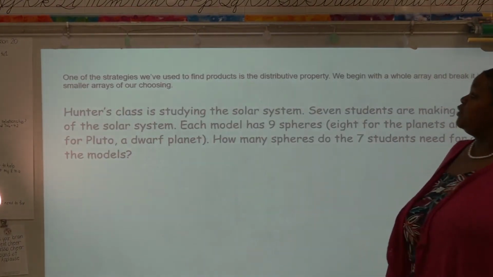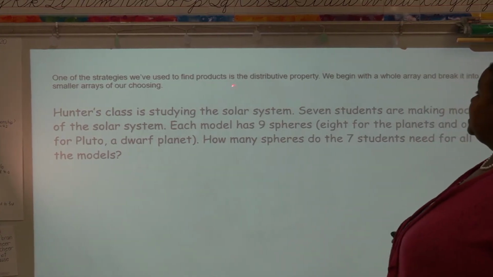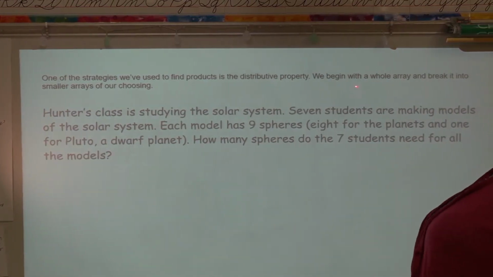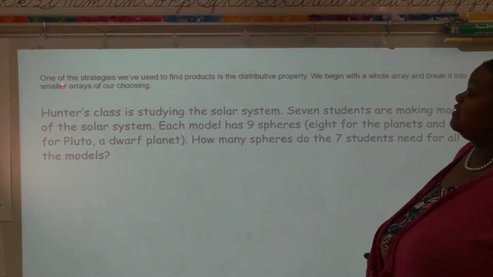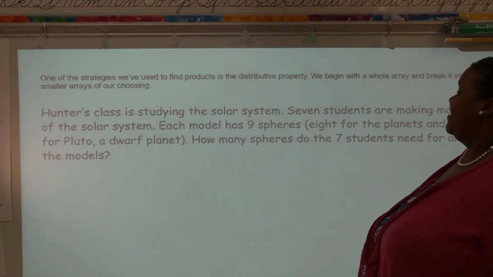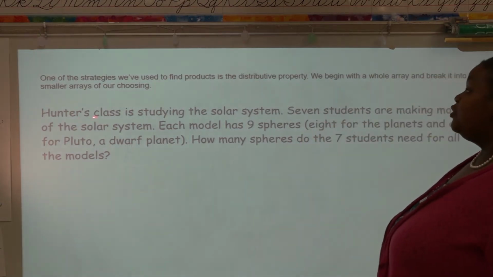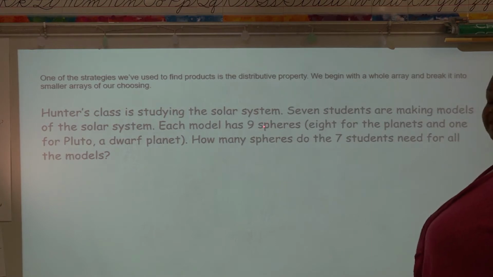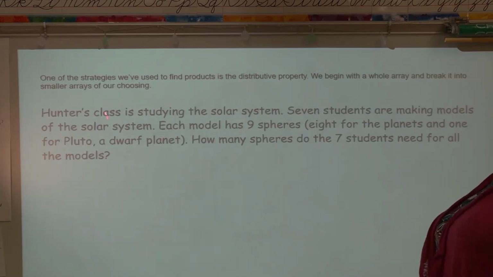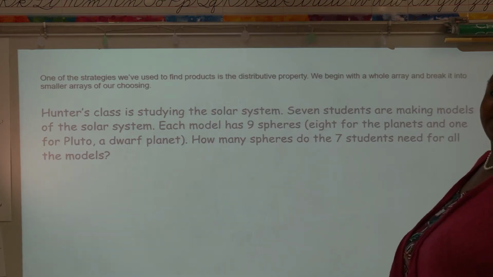One of the strategies we've used to find products is the distributive property. We begin with a whole array and break it into smaller arrays of our choosing. All right, let's hear about Hunter. Hunter's class is studying the solar system. 7 students are making models of the solar system. Each model has 9 spheres, 8 for the planets and 1 for Pluto, which is considered a dwarf planet now. How many spheres do the 7 students need for the models?